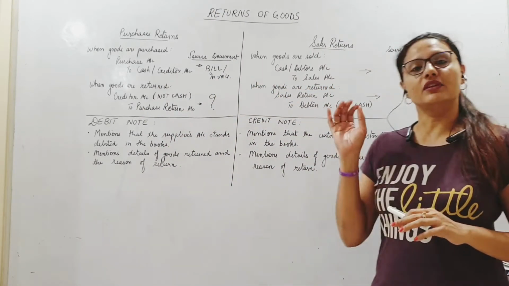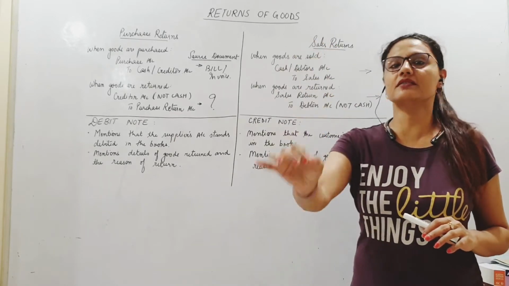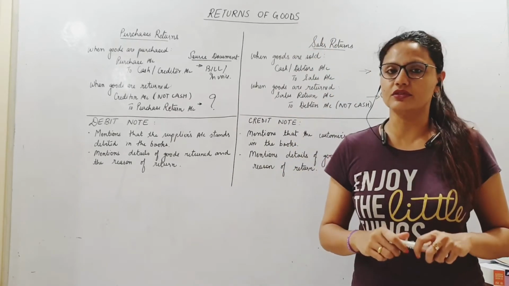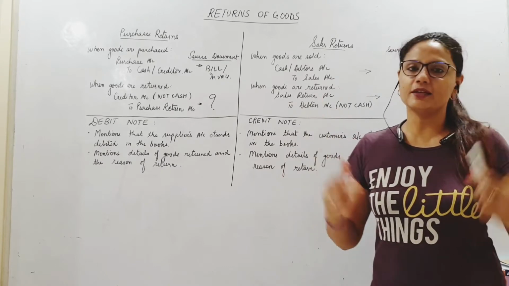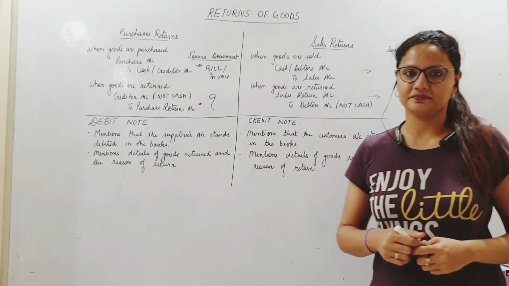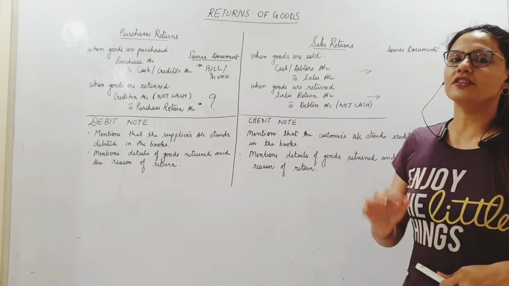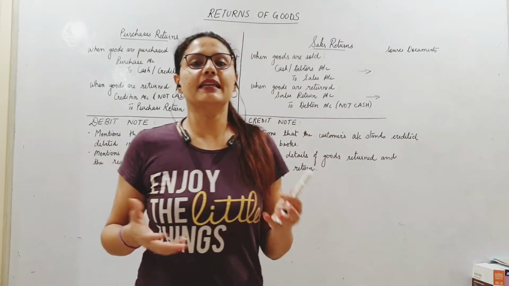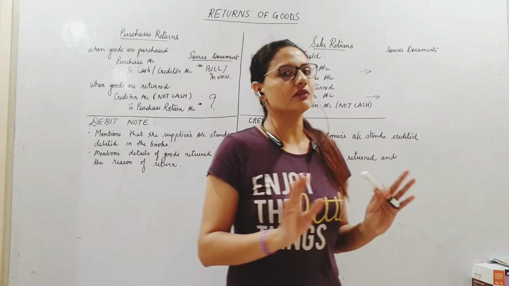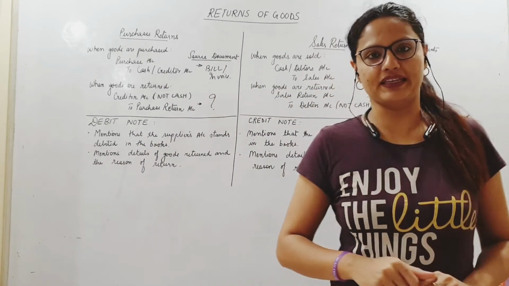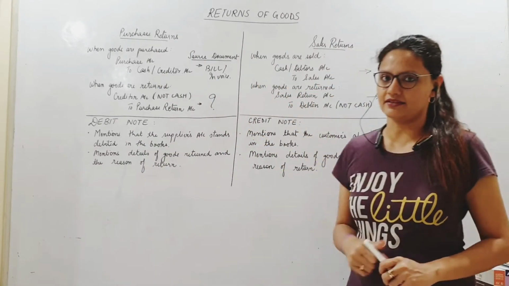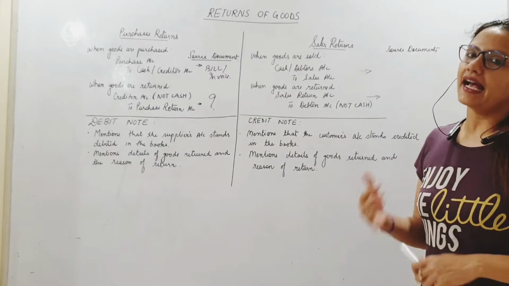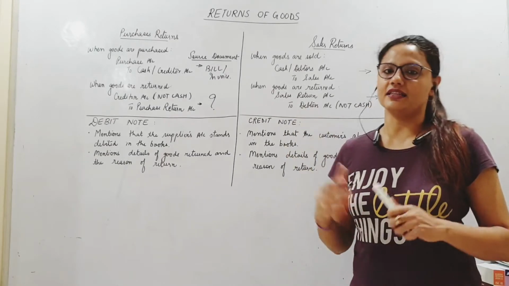Instead, we always debit the person to whom we are returning those goods, that is the person from whom we have purchased, our creditor. Clear? So many children make a mistake here. Whenever they return goods, they bring in cash into the picture. The cash account should never be brought into the picture. It's always the creditor's account in case of purchase return and debtor's account in case of sales return.